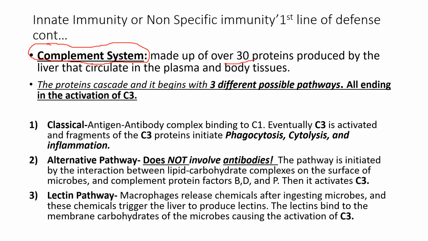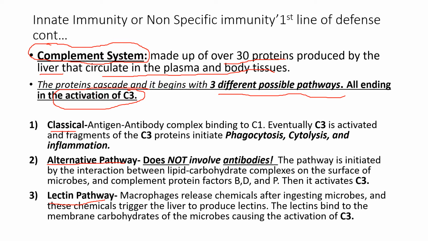It's actually over 30 proteins produced by the liver, circulating in the plasma and your body tissues. These proteins will have this cascade occurrence. Now, they're inactive, but they'll become activated. So the protein cascade begins with 3 different possible pathways for them to be activated. All 3 pathways will end in the activation of C3. That's one of the complement proteins. Remember I said there's over 30 of them. So there's the classical pathway, the alternative pathway, and the lectin pathway.